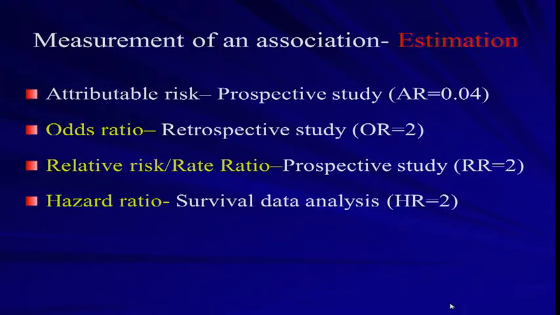Then for measurement of association, we use attributable risk, odds ratio, relative risk, rate ratio, and the hazard ratio. That's how we estimate those associations. Is one group significantly higher than another? This is an analytic study to determine whether something is a determinant or not.